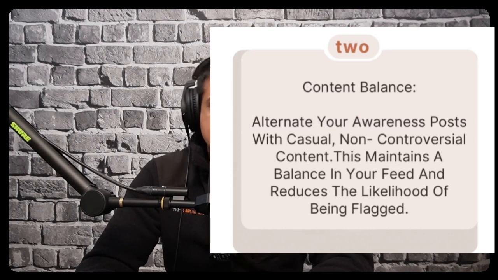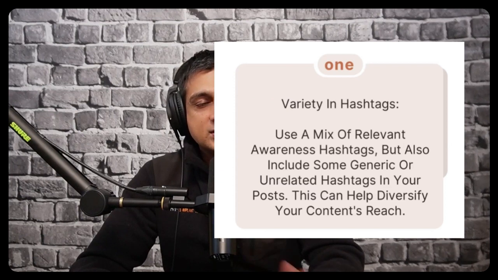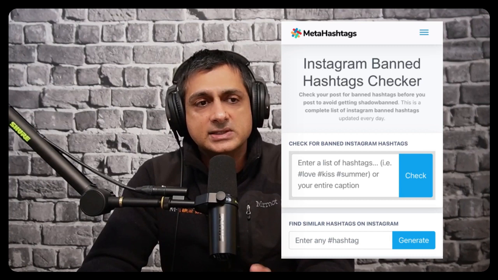Kind of the same thing. Just keep it moving. So alternate your videos with casual content, that kind of stuff. Those are ways to do it. This also talks about hashtags, and it says use a mix of relevant hashtags. The biggest thing is actually just researching the hashtags. Search them yourself. You can go to a site called Meta Hashtag, and I'll put it up on the screen. You can put your hashtags in there, and it should be able to tell you if they're banned or not.